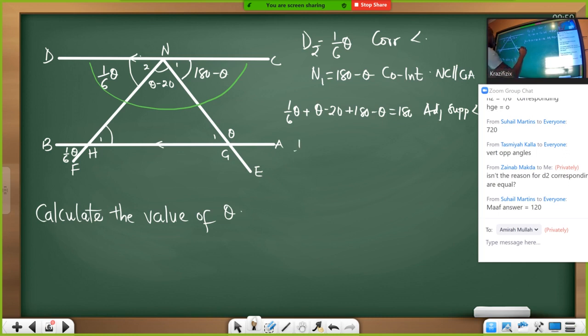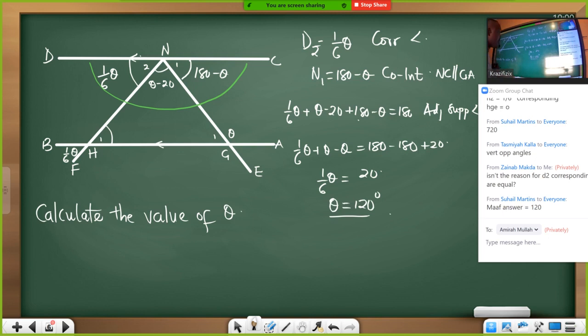We have 1/6 theta plus theta minus theta. I'm bringing all the thetas together. 180 would go over to the other side, and the 20 will become positive. Theta minus theta would be 0, so I have 1/6 theta equals 20. Now we multiply both sides by 6. Theta would be 120 degrees. Awesome. Good. Theta will be 120 degrees.